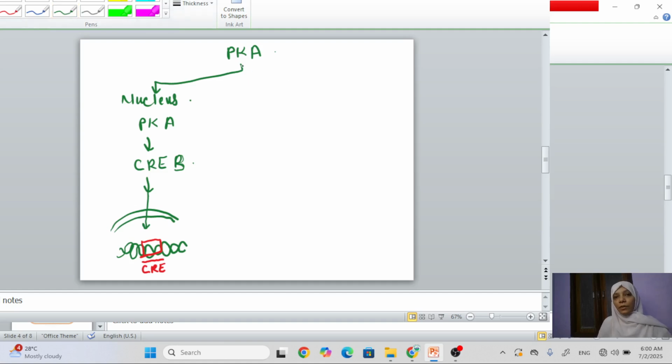The second pathway: it will contain 2 regulatory subunits and 2 catalytic subunits. This cyclic AMP, 4 cyclic AMP bind here, 1, 2, 3 and 4. There are 4 cyclic AMP. This cyclic AMP binds with the 2 catalytic subunits and 2 regulatory subunits.